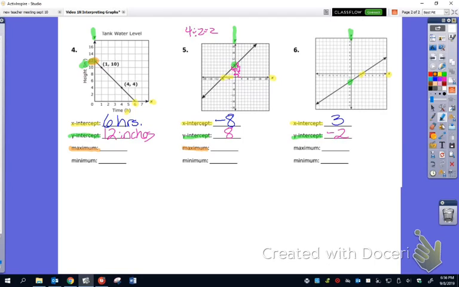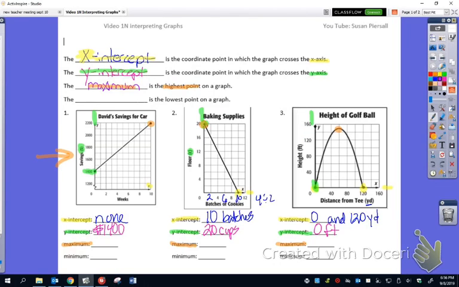On number 5, the maximum, you're starting low and you're going high. So this would be my maximum. And number 6, same thing. You're starting low and you're going high. There's your maximum. So we want to identify those points, okay? To identify those points, you have to use your X and Y axis. Now, on maximum and minimum, I'm going to go ahead and put my ordered pair before we get started.